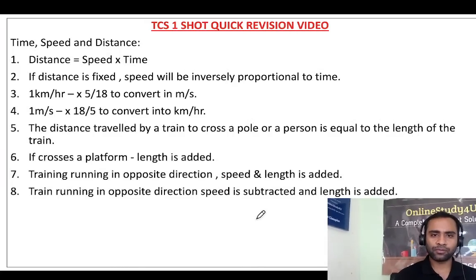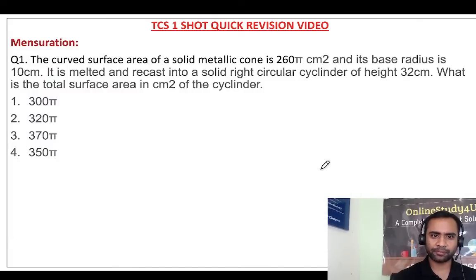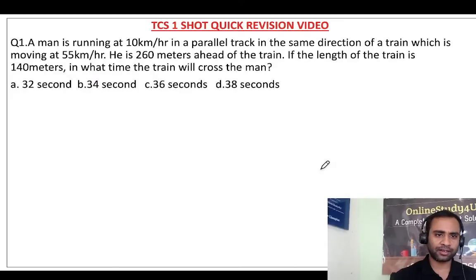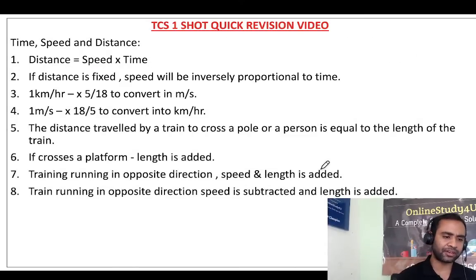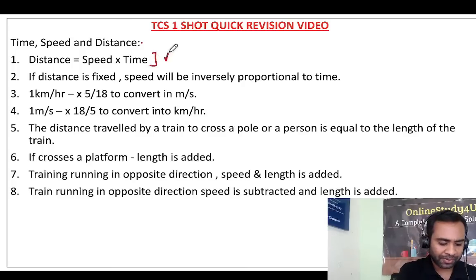Okay, now we are left with time, speed and distance, and then mensuration, and probability, permutation and combination. We will try to have one more session, okay? But for the time being, I'm just quitting with these formulas. So time, speed, and distance. Distance will be equal to speed into time.